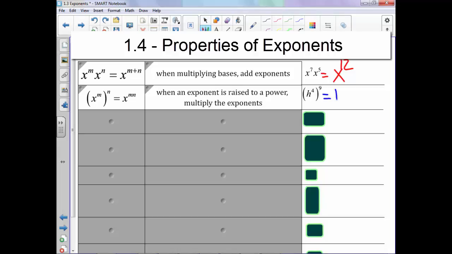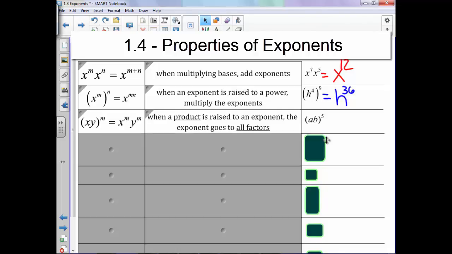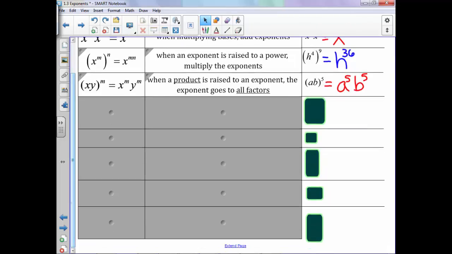So in our case, it's going to be h to the 36th power. When you have a product raised to an exponent, that exponent actually is going to go to both factors, or all of the factors in there. So this quantity ab to the 5th is just a to the 5th, b to the 5th. And these are all just ways to simplify exponents.